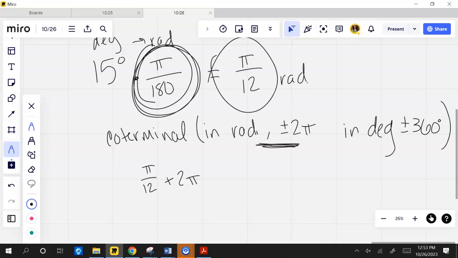So, yes, 25 pi over 12. And then if I subtract 2 pi, there are my 2 coterminals.